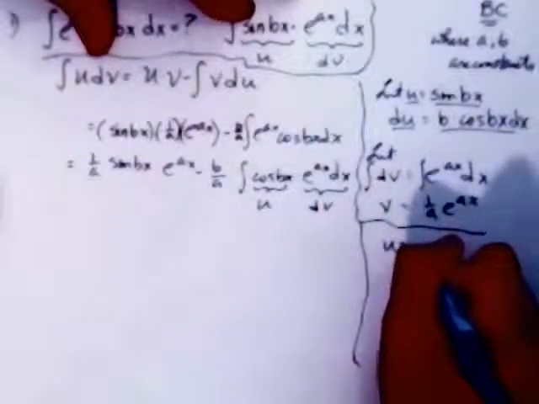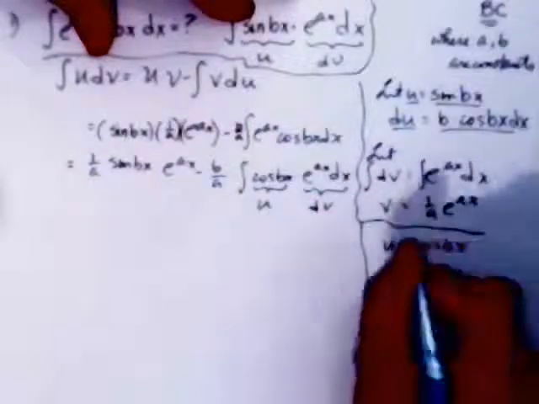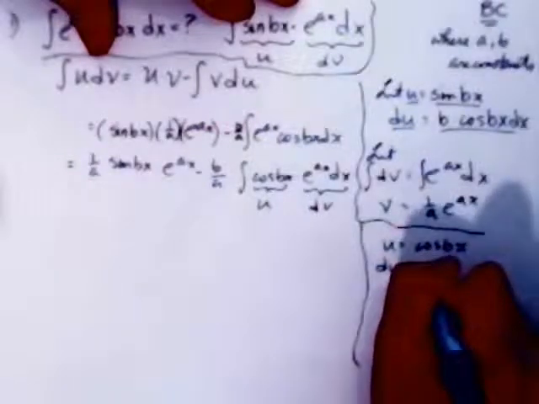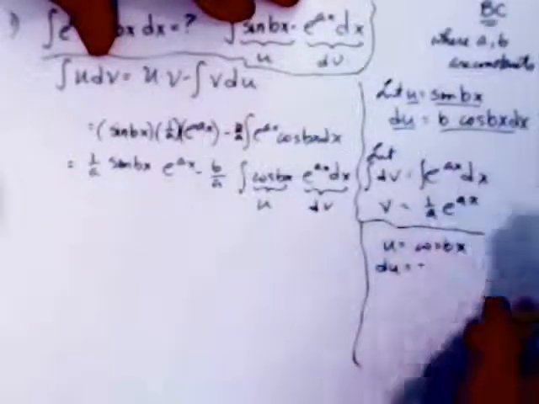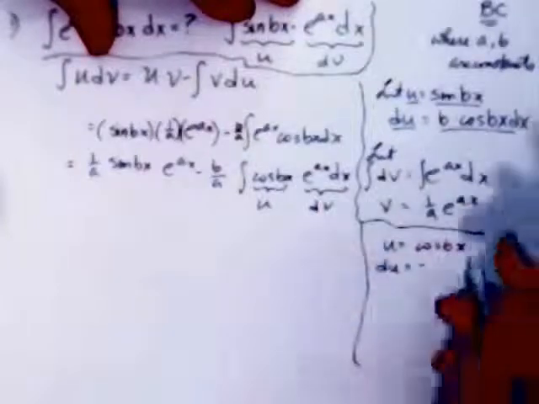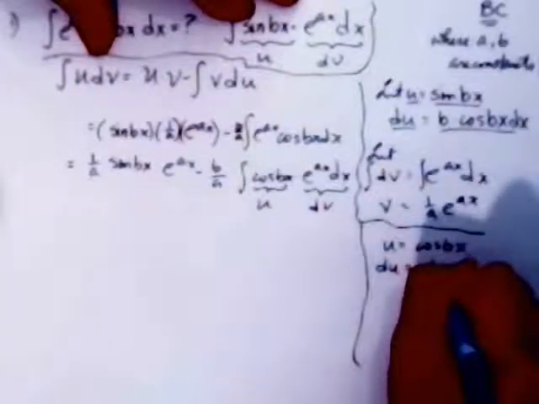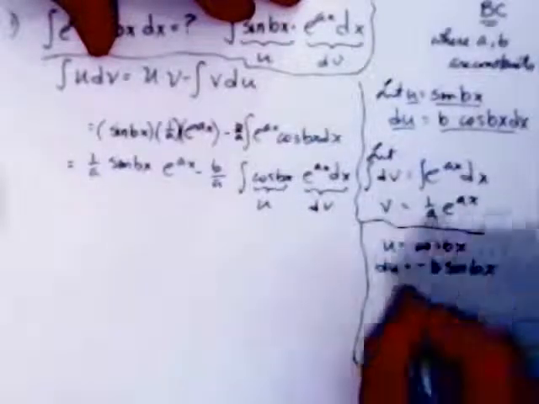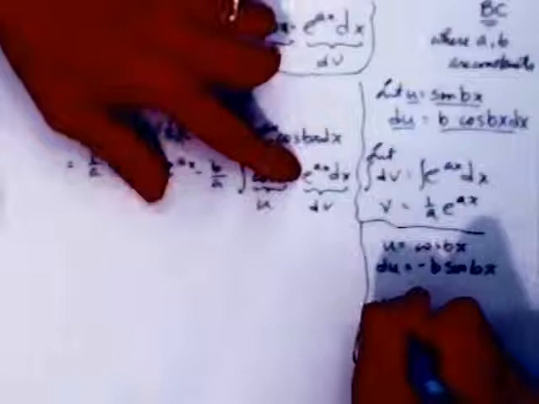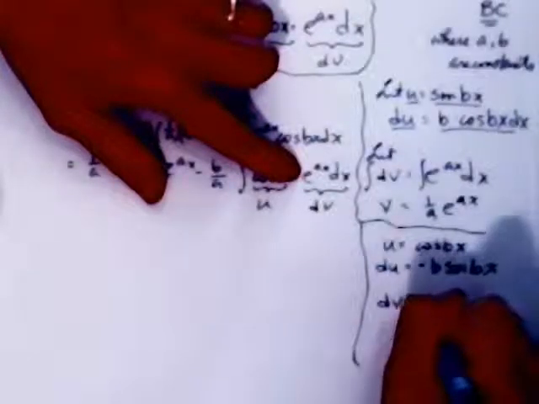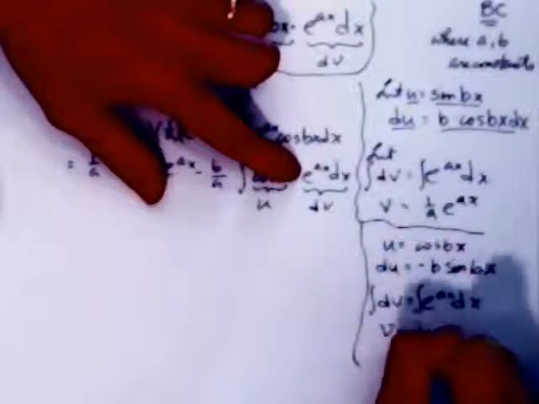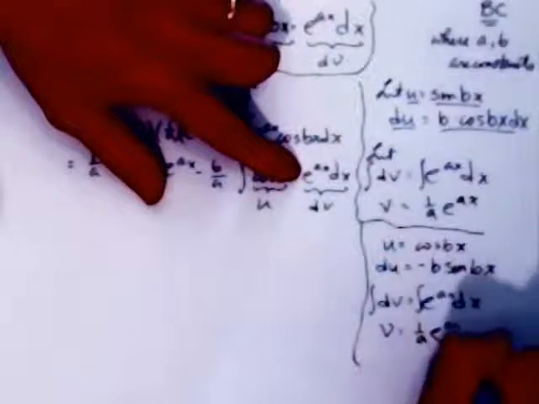u equals cosine of bx. So du is equal to, take the derivative of the cosine, becomes a negative sine, times the derivative of the chain portion bx, which is just b. So it's going to be negative b sine of bx. And dv was this portion right here, e to the ax dx. We're going to integrate that, the left side and the right side. v is equal to 1 over a e to the ax again.